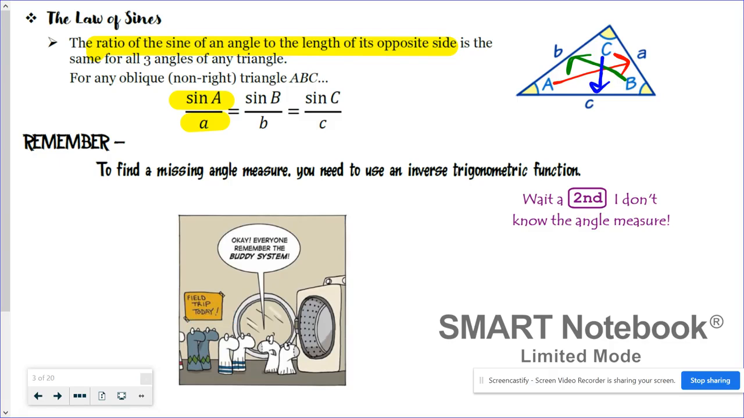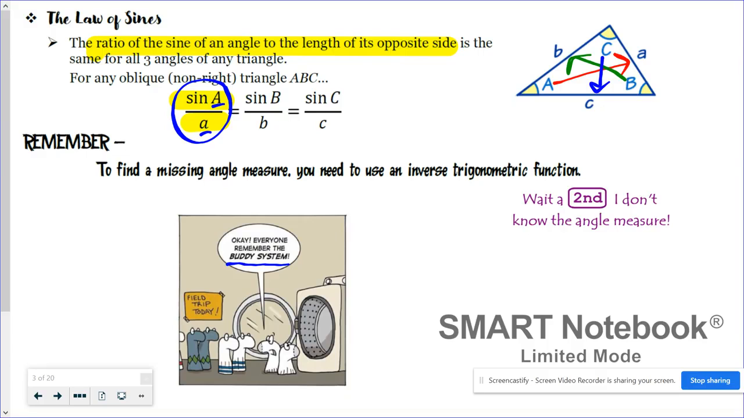Now, the law of sines only works when you have the buddy system. And so, like angle A and side A, that angle and its opposite side is the buddy system. So I can totally use law of sines if I know angle A and side A, or if I know angle B and side B, or if I know angle C and side C. But I need to have that buddy system in order to use the law of sines.